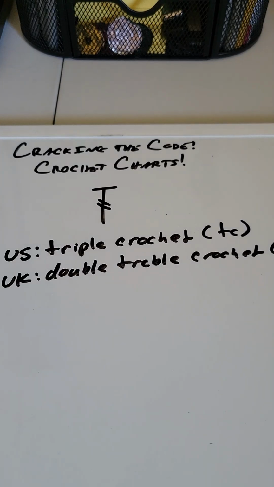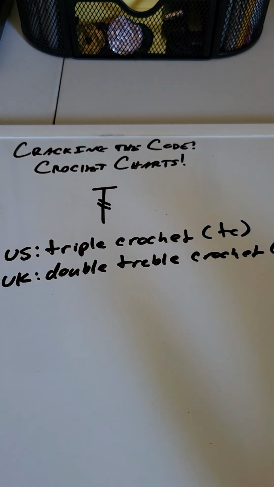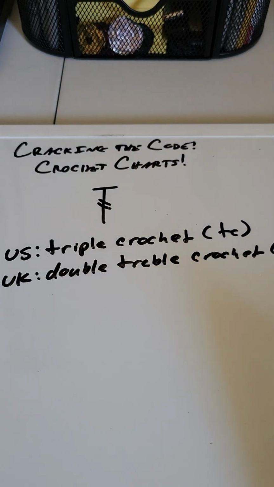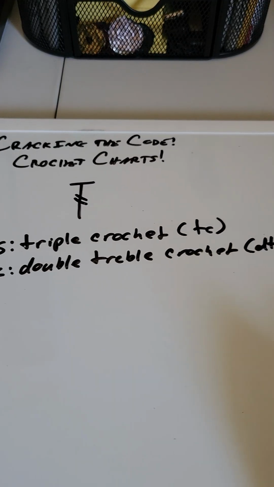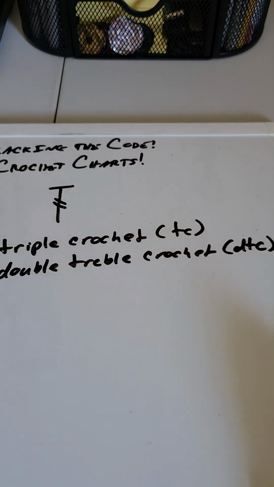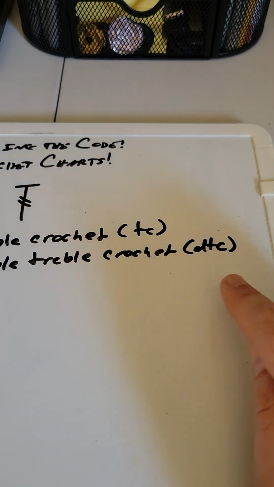Alright, so for the next stitch, we are working on the triple crochet, or the treble here in the US, and for those who are using UK terms, it's what's known as a double treble crochet. And again, the abbreviations are TC for triple crochet, and then DTC for double treble crochet.